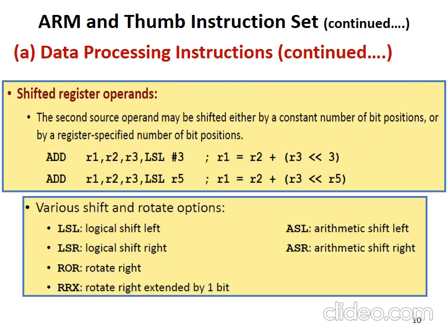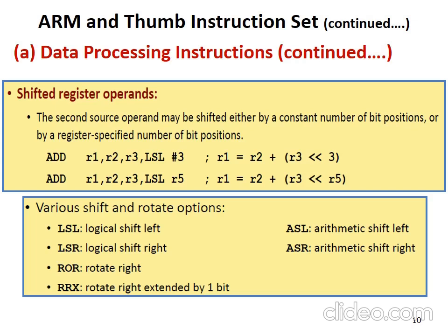Then shifted register operands. The various shift and rotate instructions of the ARM processor are listed out here. What are the various shift rotate instructions? LSL, logical shift left, LSR, logical shift right, ROR, rotate right, RRX, rotate right extended by 1 bit, ASL, arithmetic shift left, ASR, arithmetic shift right. The second source operand may be shifted either by a constant number of bit positions or by a register specified number of bit positions in shifted register operands.